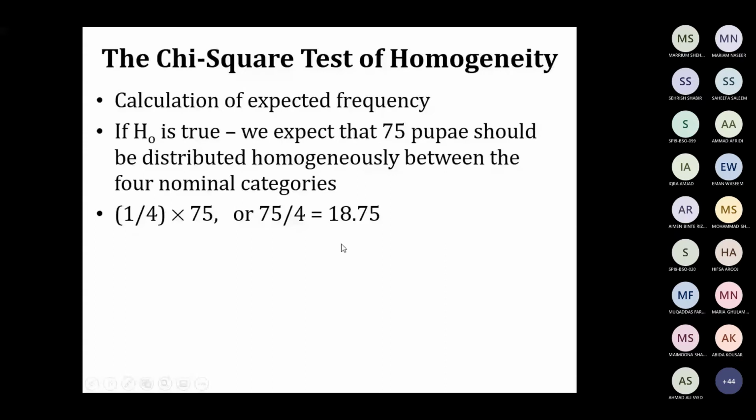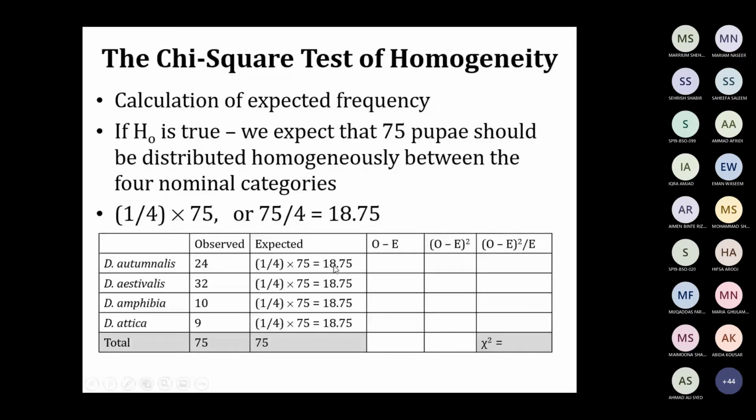So the observed frequency for Dixella autumnalis is 24 and the expected frequency is 18.75. The frequency for Dixella aestivalis is 32 and the expected is 18.75. The observed frequency for Dixella amphibia is 10 and the expected is 18.75. And the observed for Dixella erica is 9 and the expected is 18.75. So this is the expected frequency. Now, is it clear now?